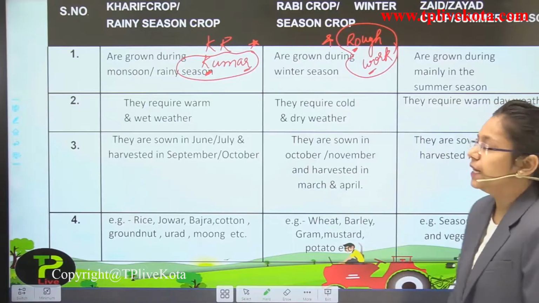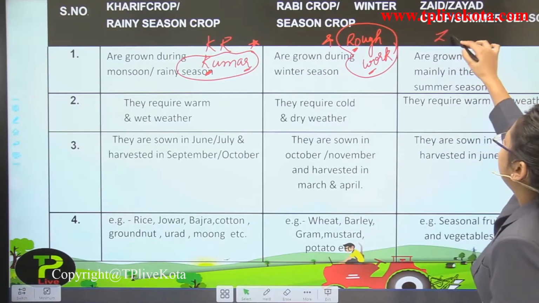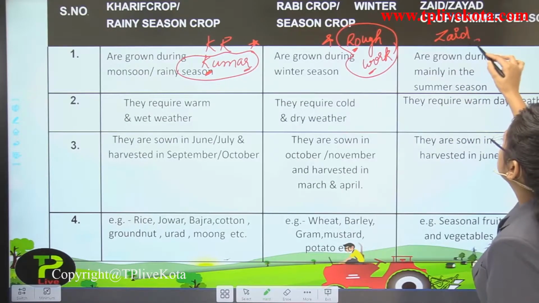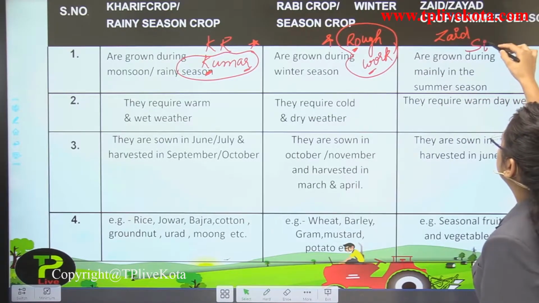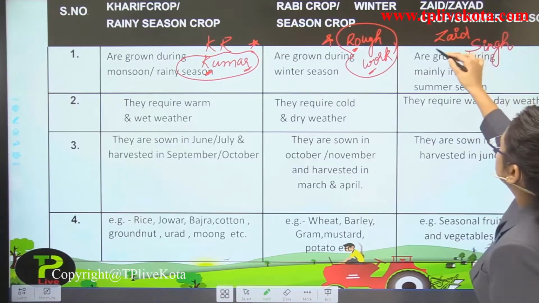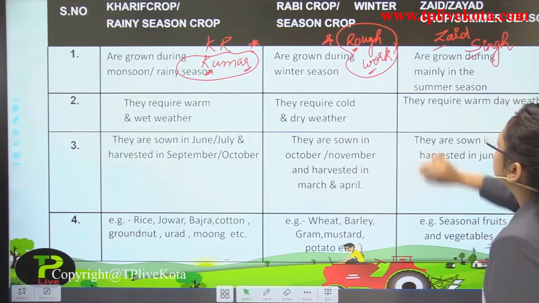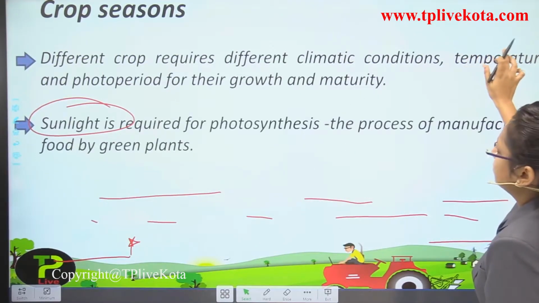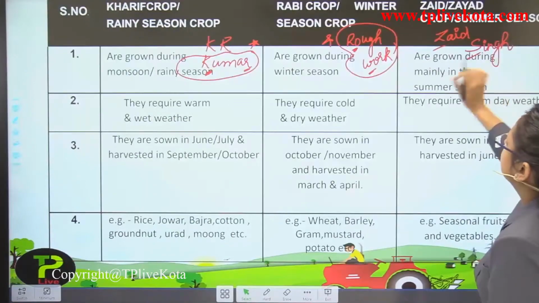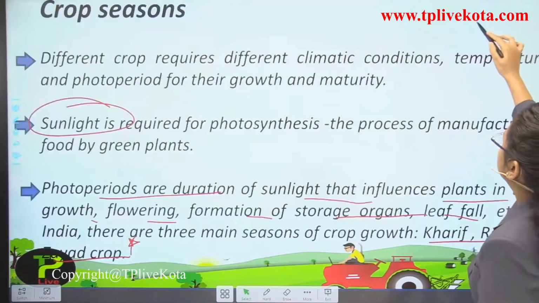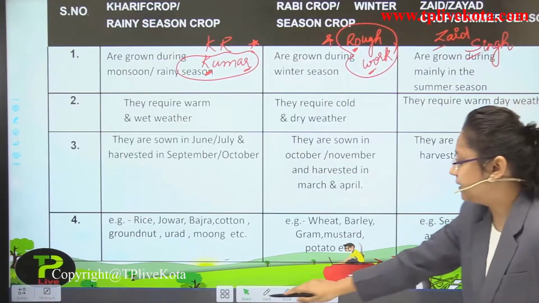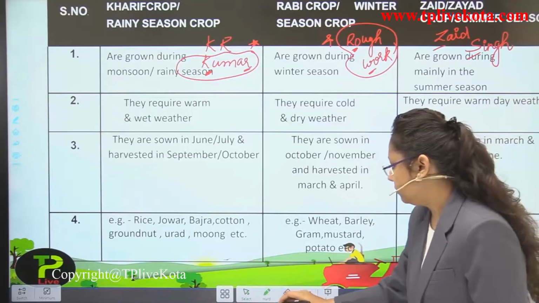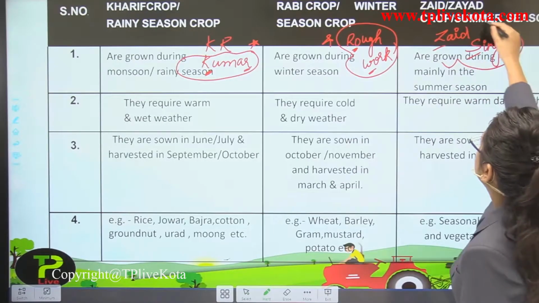And the last one, that is Zaid crop. So you can learn it by its name only, Zaid and summer. So S. You can spell it like, Zaid Singh. So Z for Zaid and S for summer.